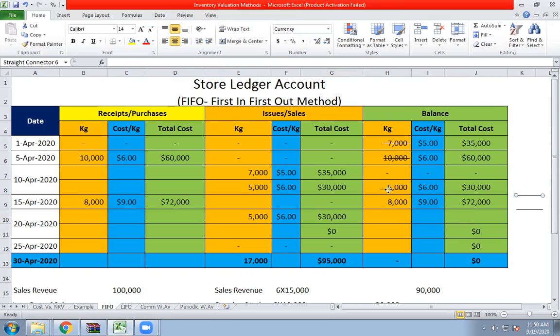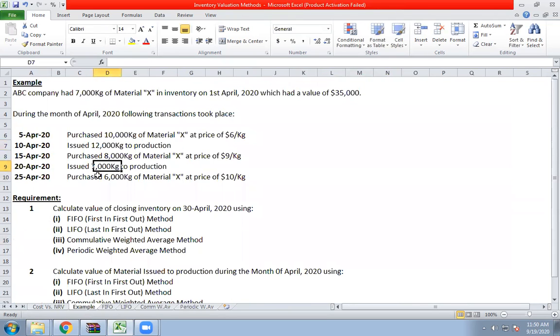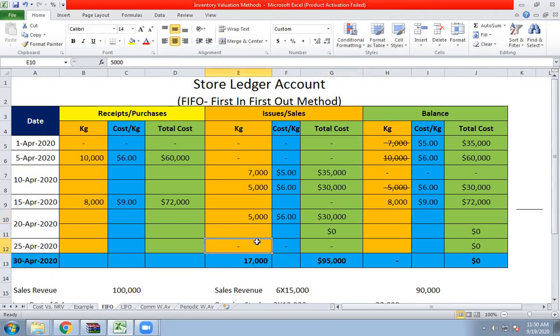I will put a line on this because I have issued this material. I have to issue a total of 7,000 kg. I have issued 5,000, so I will issue another 2,000, and I will be issuing this 2,000 from this 8,000. This 8,000 has a value of 9. So I will issue 2,000 at 9, having a total value of $18,000. I'll put once again a line on this 8,000 because I have issued 2,000 from this material. My remaining material is 6,000 kg, having a value of 9. So 20th April is done.